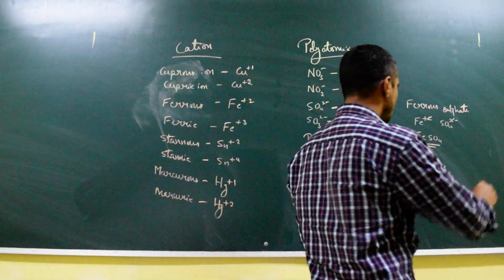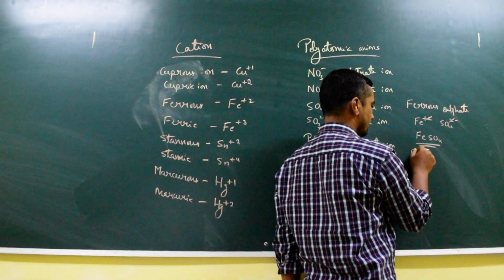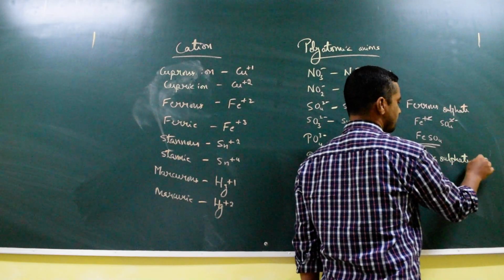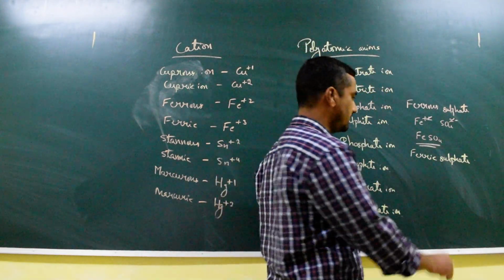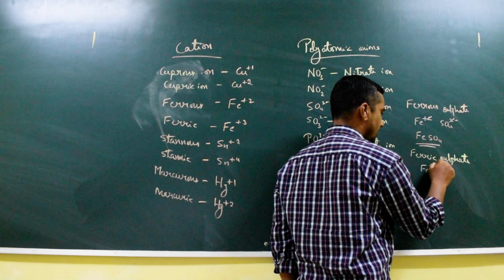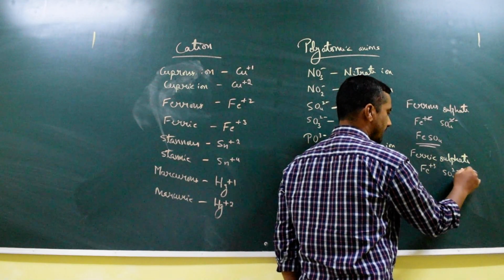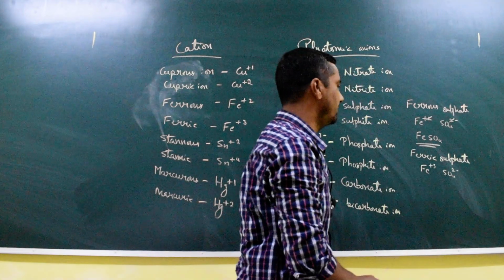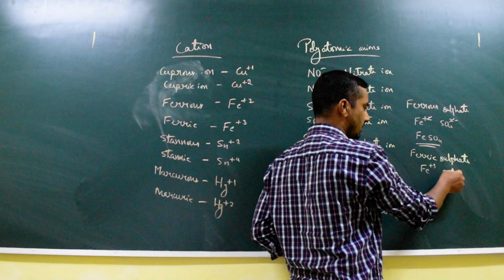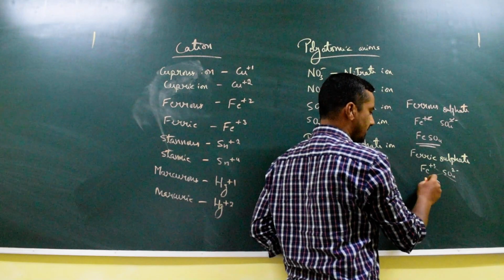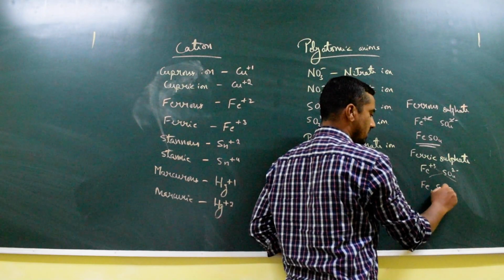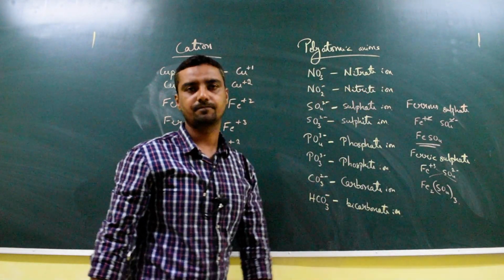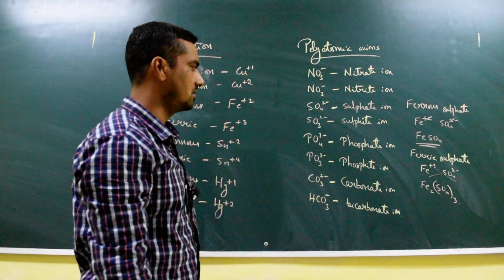Let's come to one more example. What happens if it is ferric sulfate? We know the oxidation state is Fe+3, and here it is SO4 2 minus. We should go for the cross multiplication. The number here comes down there, and this number comes down here. So it becomes Fe2(SO4)3. This is ferric sulfate, right?